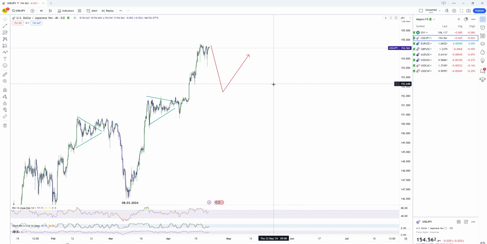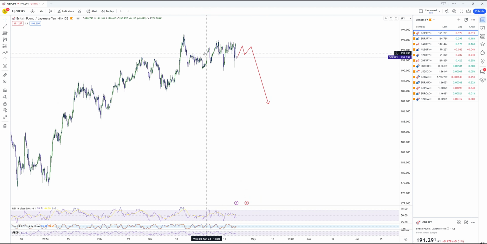It is possible. Pound yen, we have been saying from here that the market should enter some sort of a sideways cycle, which exactly has been the case. So this is why we didn't like trading this pair.